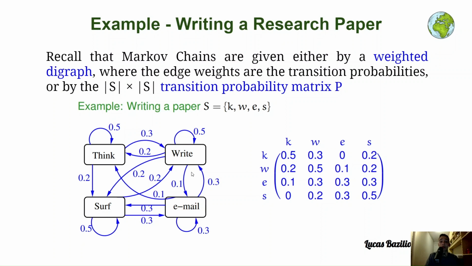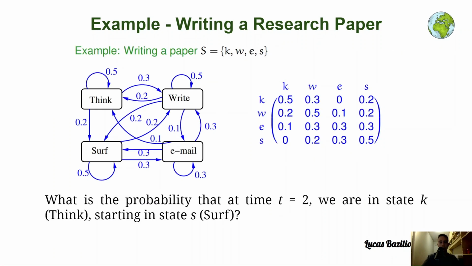As we can see, this is very simple. Now, what happens if we are asked the following question? What is the probability that at time t equal to 2, we are in the state K, which is the node think, if we begin in the state S, which is the node serve? So what is this probability? We want the probability that at time equal to 2, we are in this node think if we begin at this node serve. How can we compute this?